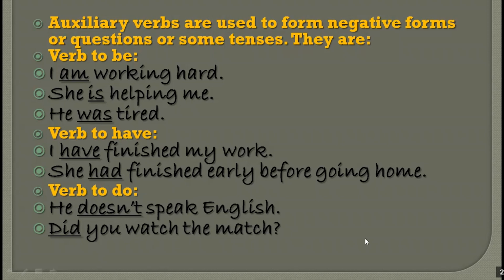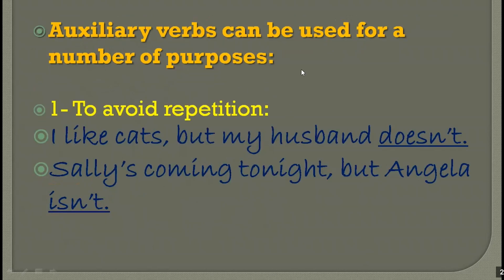But why do we need to use the auxiliary verbs? They are used for a number of purposes to avoid repetition, like this example. I like cats, but my husband doesn't. So instead of saying I like cats, but my husband doesn't like cats, we just say I like cats, but my husband doesn't.